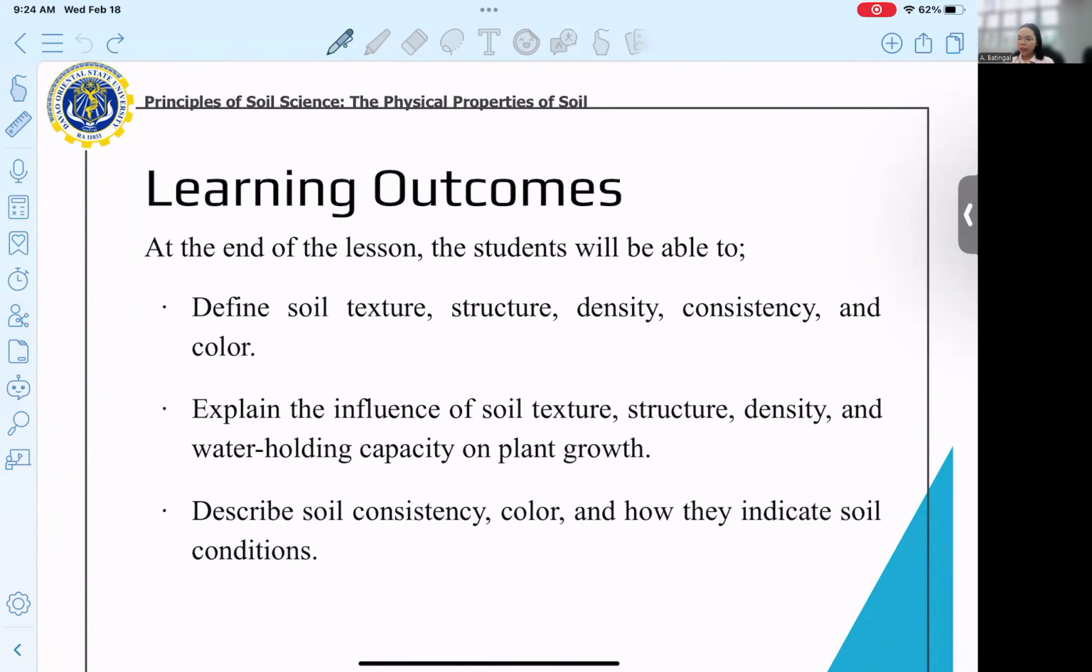will be able to define soil texture, structure, density, consistency, and soil color. Next is explain the influence of soil texture, structure, density, and water holding capacity on growth of the plants. And lastly is describe the soil physical properties and how they indicate various soil conditions.